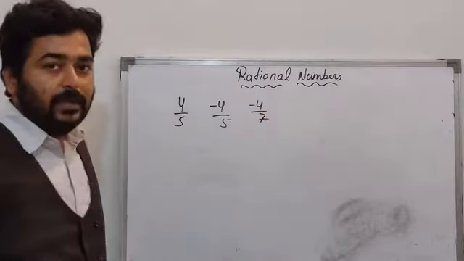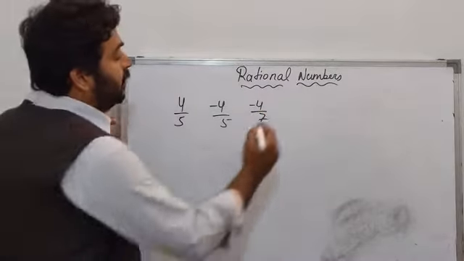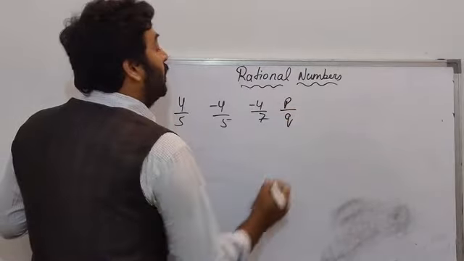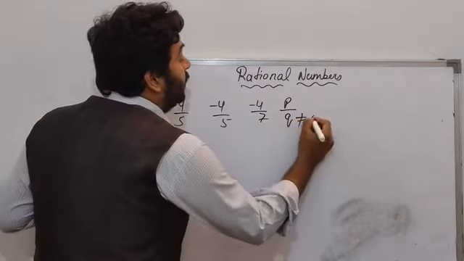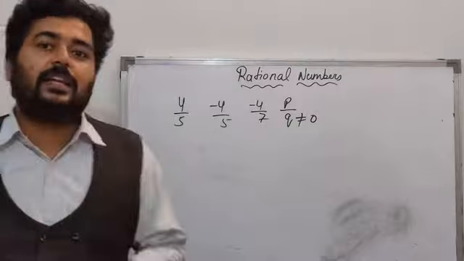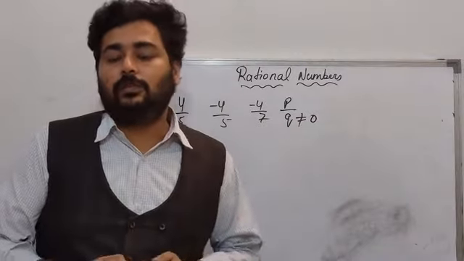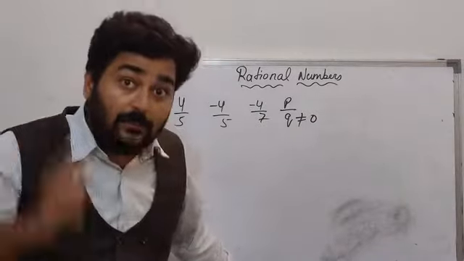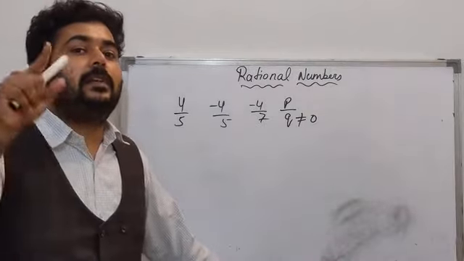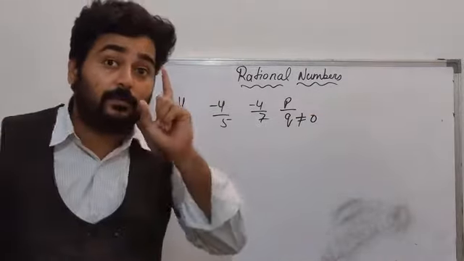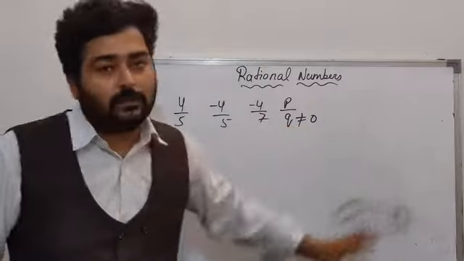ये सब rational number हैं because this is in the form of p by q where q is not equal to 0. Means दुनिया के सारे number, every number in the universe is called a rational number if we can represent that number in the form of p by q. And remember one very important thing, that q is not equal to 0.